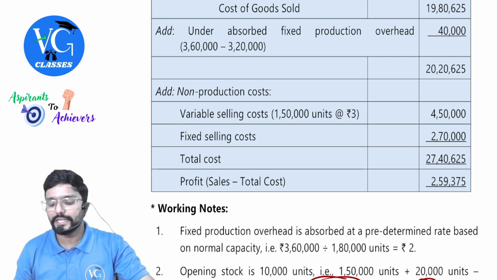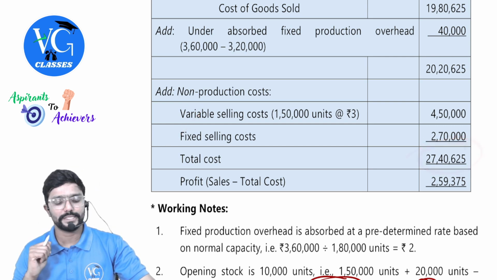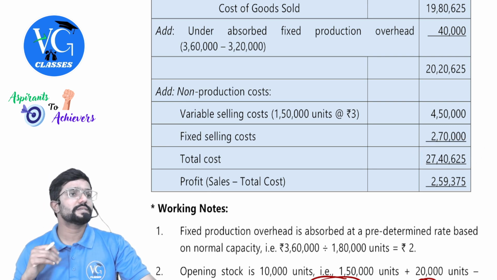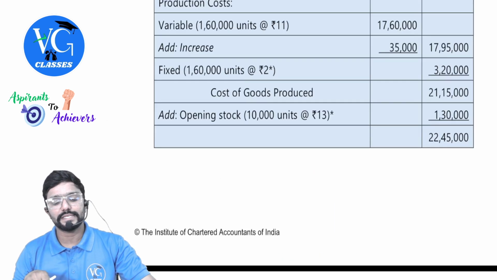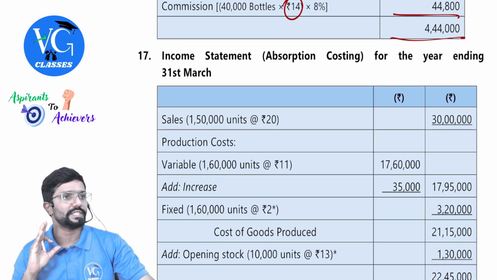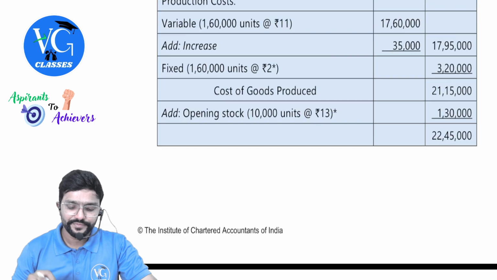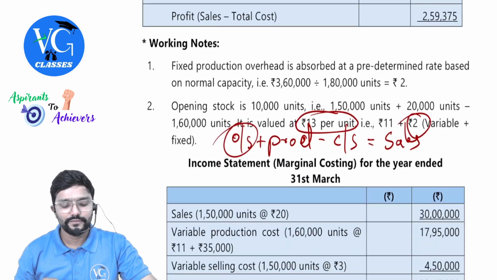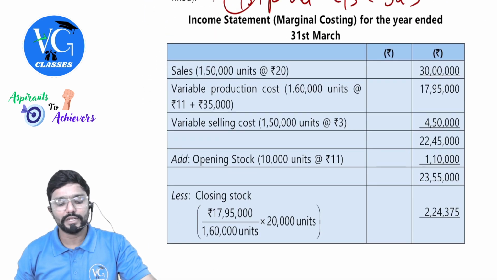Then take fixed selling expenses. You will get total cost. So total cost, you have to deduct it from sales. You will get profit. No need to show contribution under absorption costing. No need to show it. Yes, sir. Fine. Now coming to marginal costing.